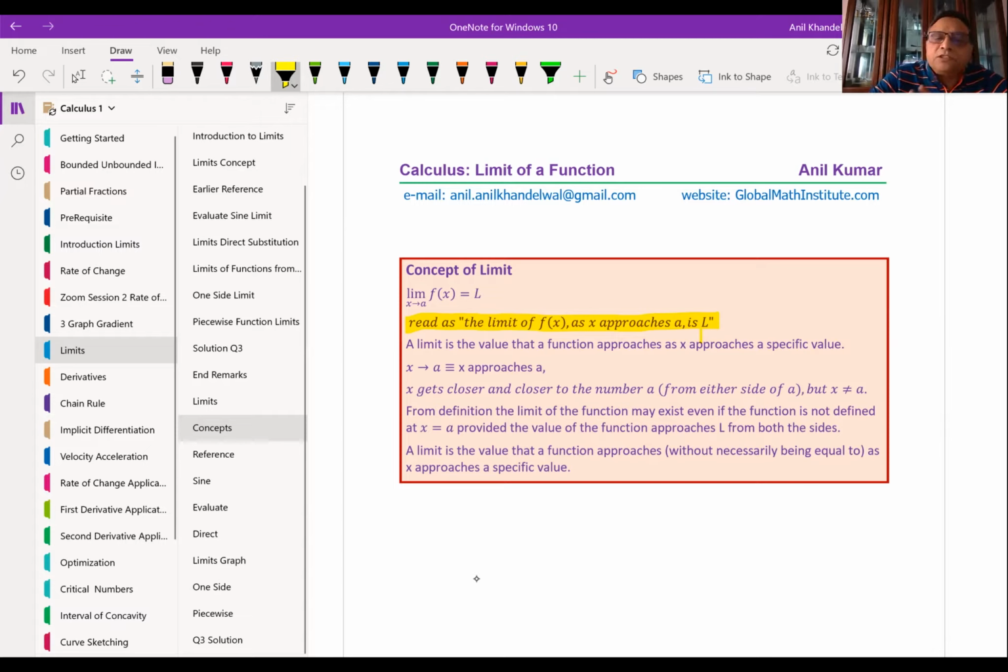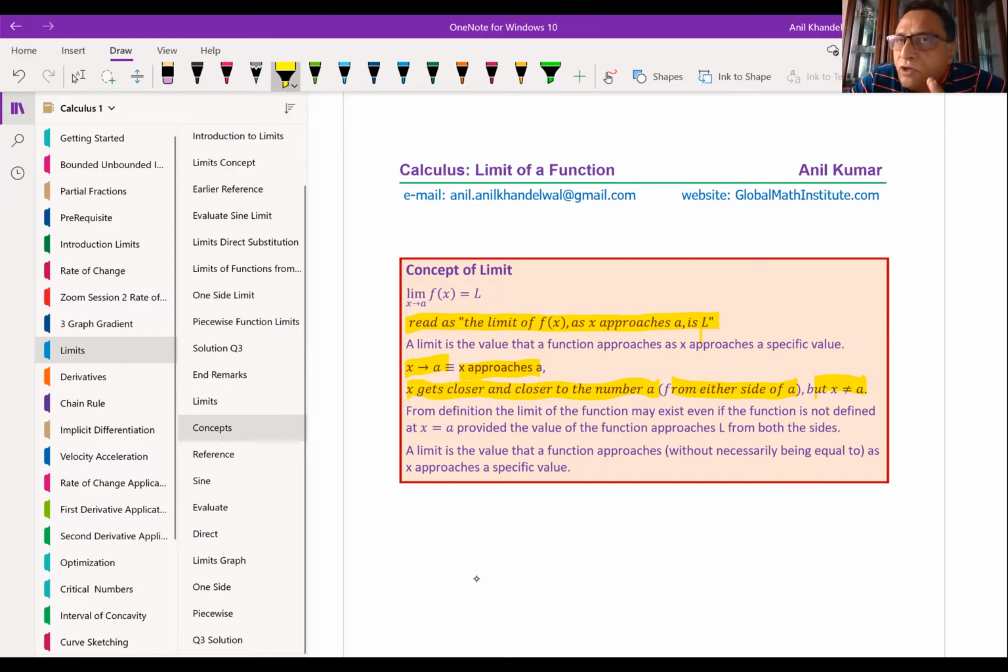In our example, specific value is a. We're trying to approach a. Now, how close can you go? That is the next statement. When we say x approaches a, and we read it as x approaches a, that means x gets closer and closer to the number a from either side, from both the sides, but it is not equal to a. And that is important to understand.